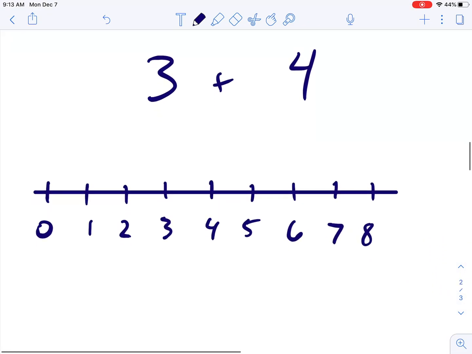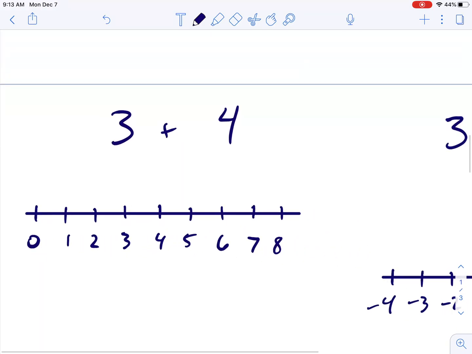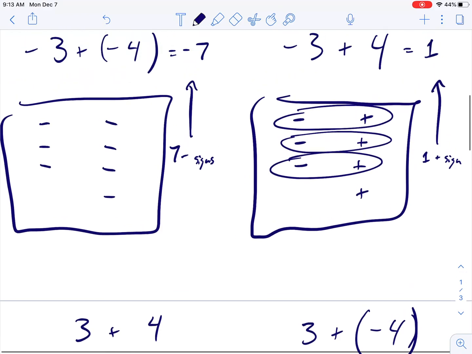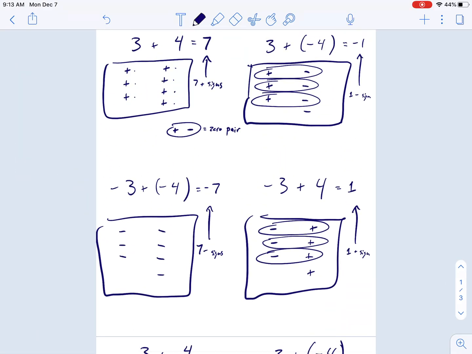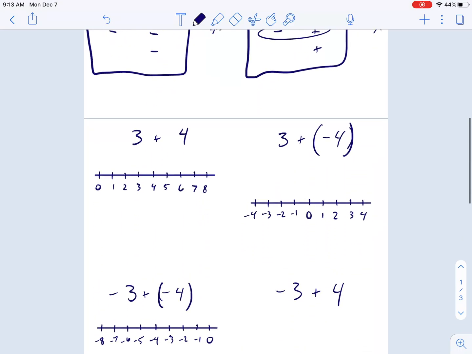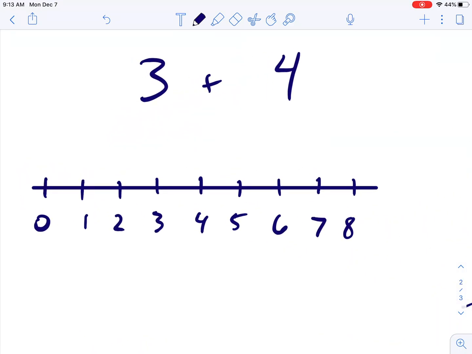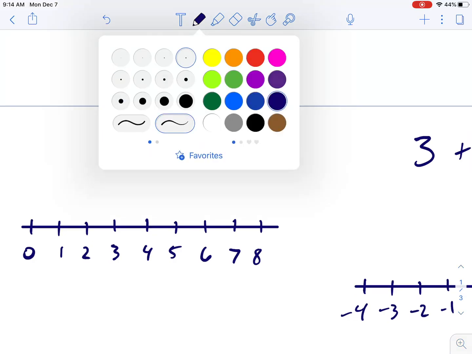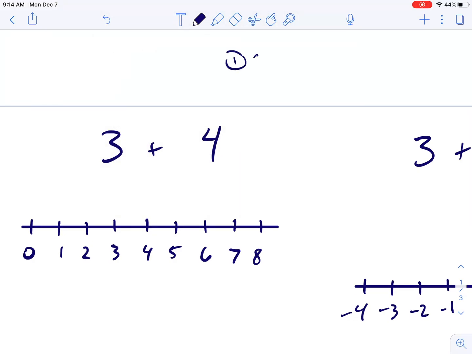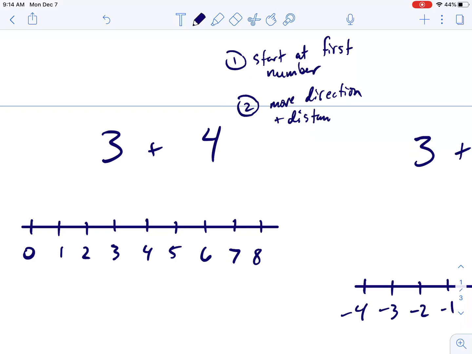Now the other way of doing it is by thinking of a number line, okay? And the number line is going to be a little bit quicker, because when you do really big numbers, you don't want to be writing out 150 plus signs, right? Or minus signs. So the number line is a little bit quicker. So some things for you to know is that you always start at the first number, and then you move the direction and distance of the second number.